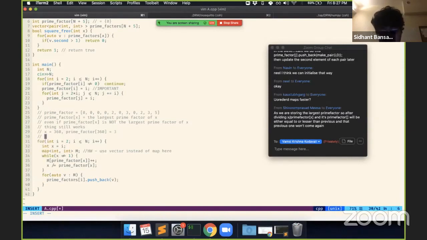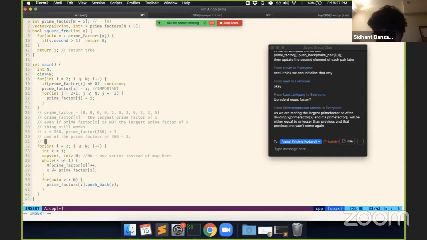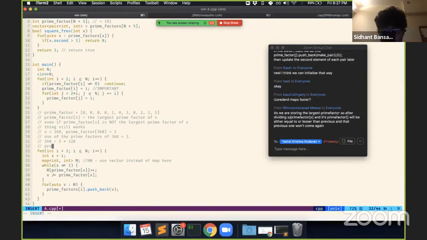Then we know that one of the prime factors of 360 is equal to 3. So that means how much remaining number do we have to calculate? We know 360 can now be written as 3 into the remaining portion, which is 120, right? So the problem got reduced to finding the prime factorization of 120. That's it. If you can find the prime factorization of 120, then you can find the prime factorization of 360, right? Just plug in whatever the prime factorization of 120 is.